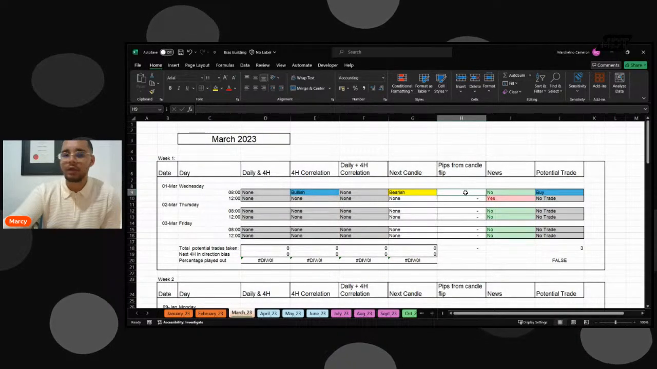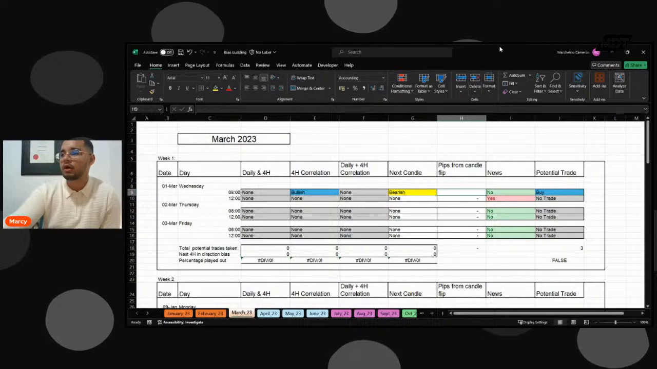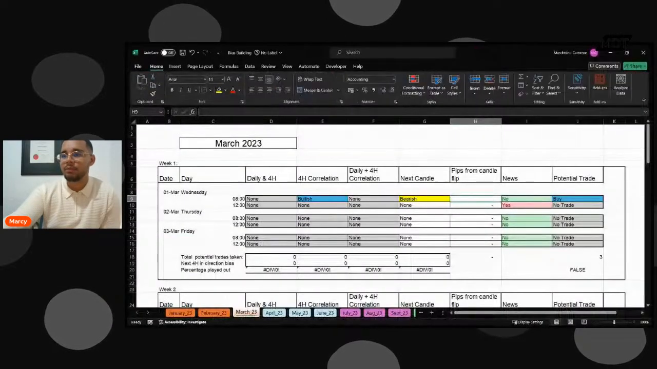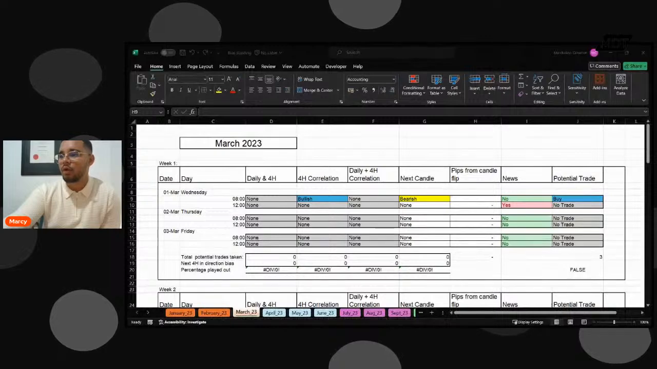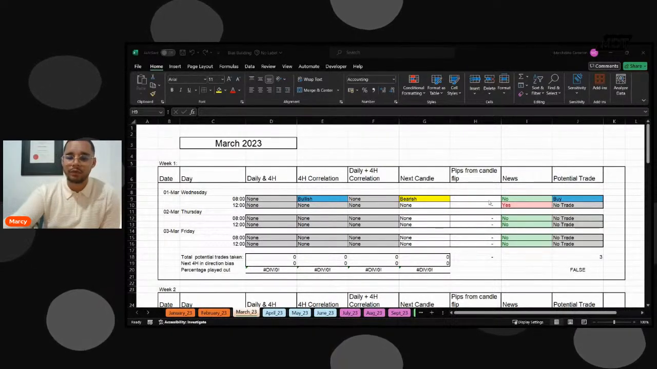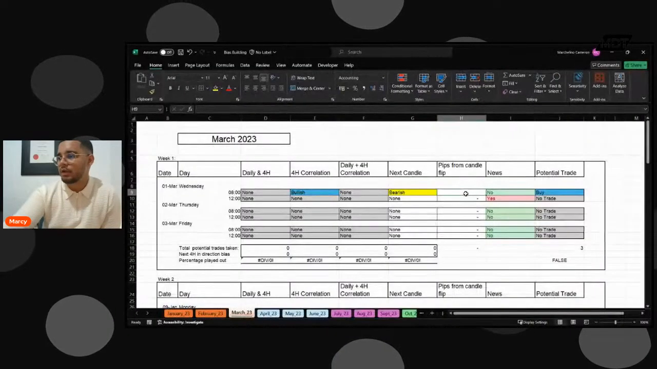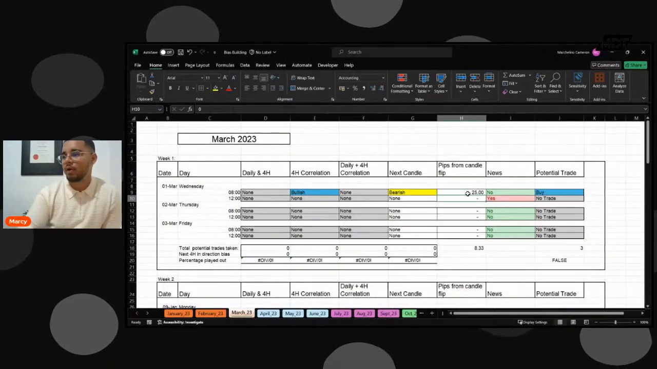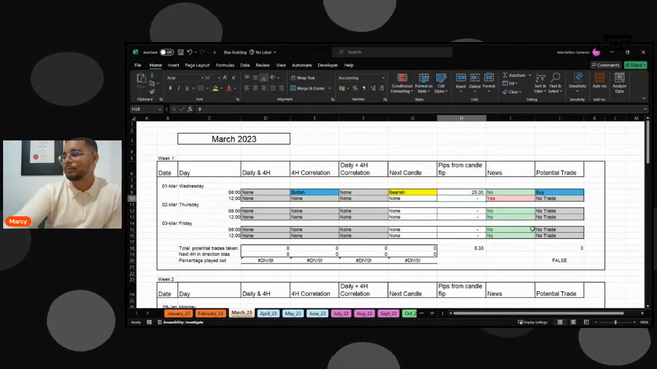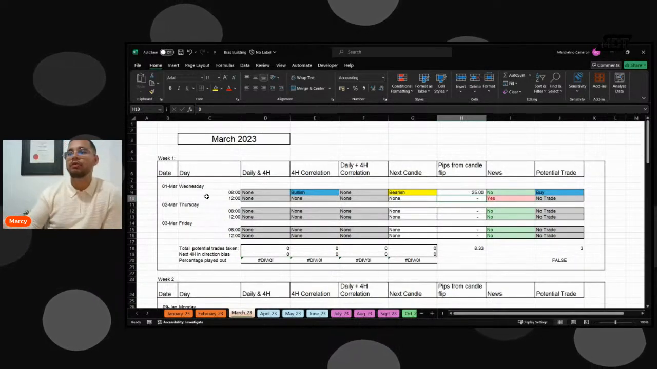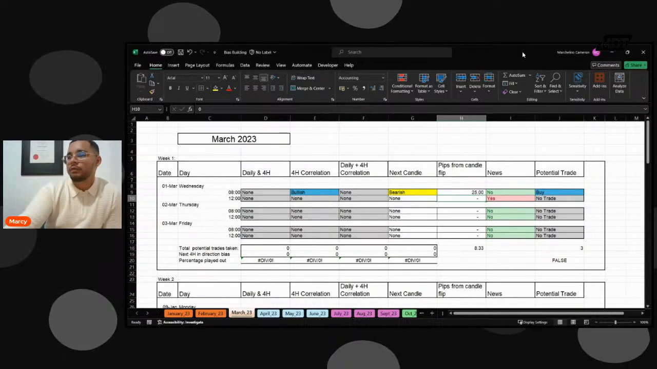And now you want to check how many pips the next candle actually moved in your direction. So we're going to take the measuring tool. We're going to pull it from the open all the way to the top. And you can see that's 25 pips. You're going to put that 25 pips in this block right there. And you can see that this would have potentially been a losing trade, which is perfectly fine.